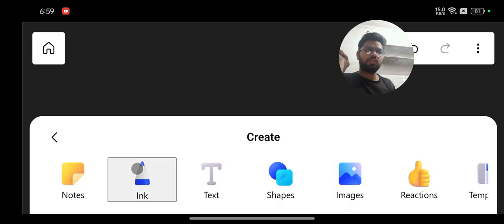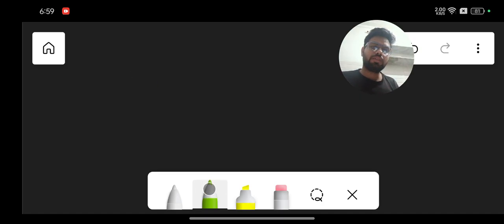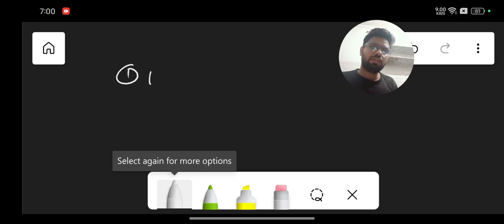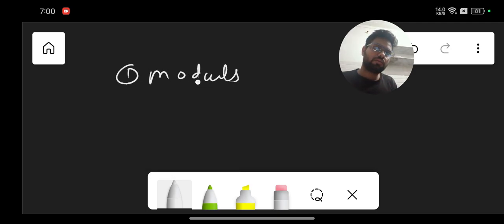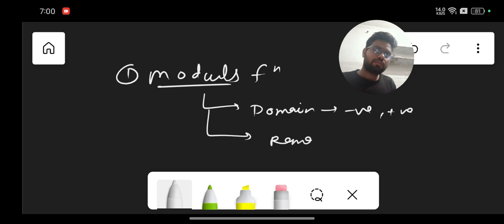What is the meaning of the modulus function? It is a function whose result, or range, is always positive. The domain can be negative or positive, but the range will always be positive. It gives the absolute value. What is the meaning of it?